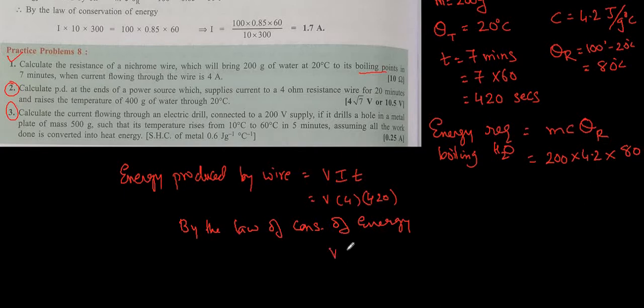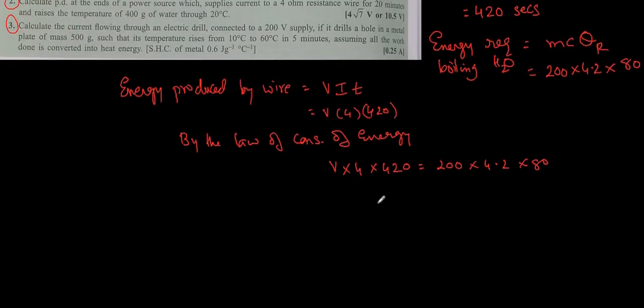So here we get V multiplied by 4, multiplied by 420 is equal to 200 multiplied by 4.2 multiplied by 80. So we get V is equal to 200 multiplied by 2 upon 10 multiplied by 80 upon 4 multiplied by 420. This one cancels, this one cancels, this one cancels, this one cancels, this one and this one cancel, this one and this one cancel.